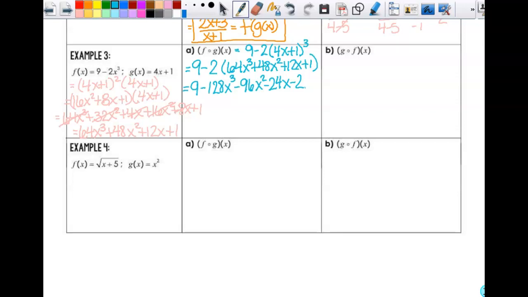So then I just have to clean that up a tiny little bit, and I get that f of g of x equals negative 128x cubed minus 96x squared minus 24x plus 7. That is it. All right. What questions do you have? Anything? All right. If not, then you do B.